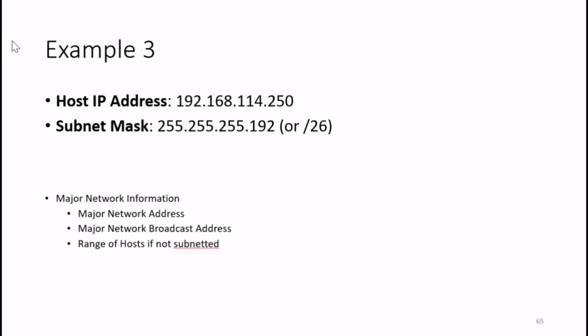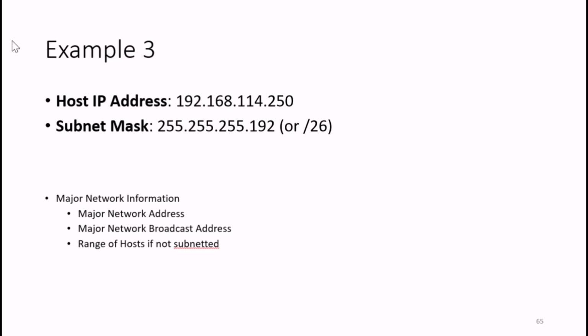Okay, let's look into this example 3. In this example, the question only gives you the IP address and subnet mask. The IP address is 192.168.114.250 and the subnet mask is 255.255.255.192 or /16.